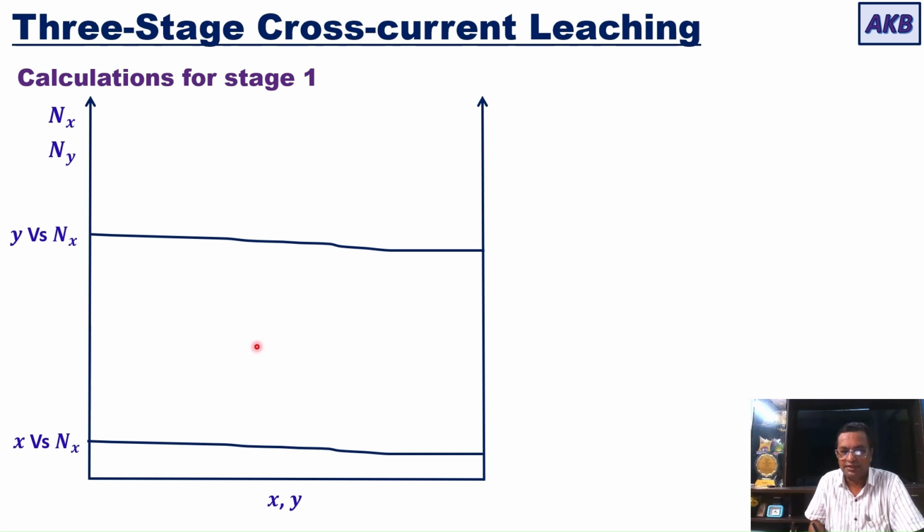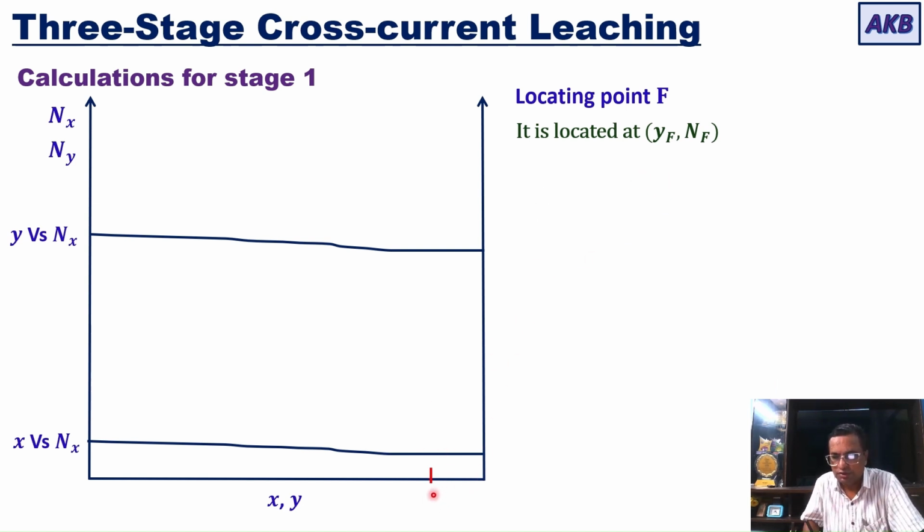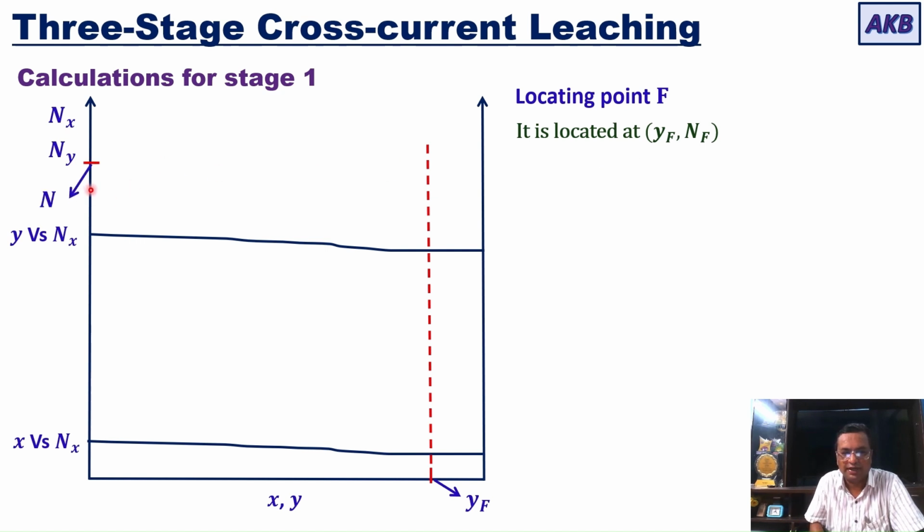Okay, now let us continue with the diagram. Let us do calculations. For stage 1, the first thing that you have to do is locate point F, and it will be located at YF. The YF value will be known to you. So locate YF over here, and draw a vertical line through it. Then NF will also be known to you. Locate NF on the y-axis and draw a horizontal line. The point of intersection of these two lines will be nothing but point F. So in this way, you have to locate point F.